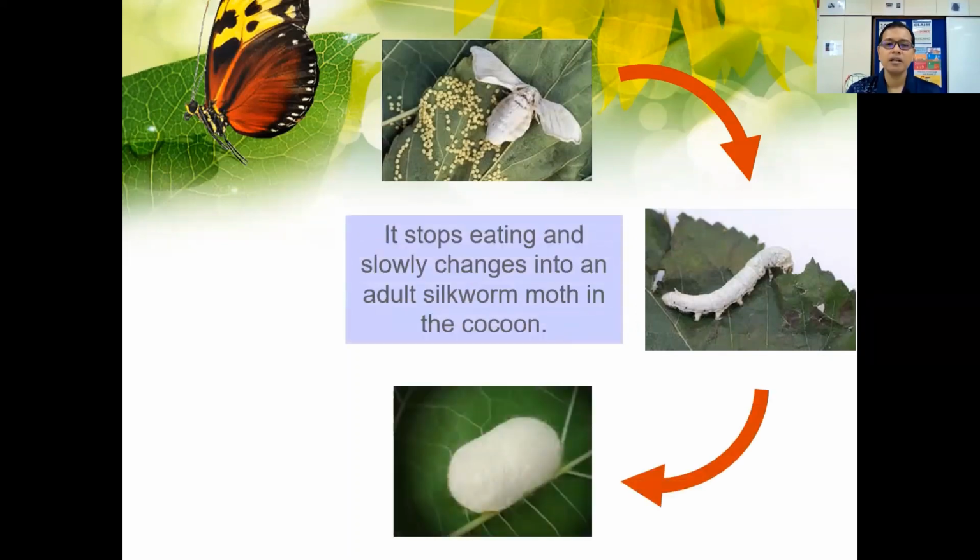Okay, and after it reaches a certain stage, a certain size, it will stop eating and slowly change into an adult silkworm moth in the cocoon. Now, this cocoon, this is your silk. Okay, as you can see from the picture over here, there is this white color thread thingy. It is actually covering the silkworm on the inside. That is called a cocoon, and that is the silk around it. And that is how people actually get silk. Okay, by actually taking away the cocoon and processing it to become silk fabric.